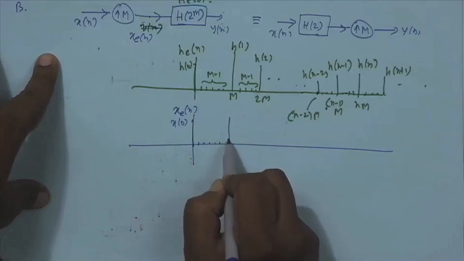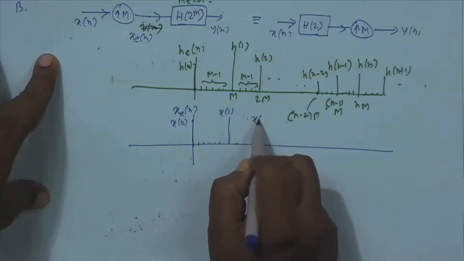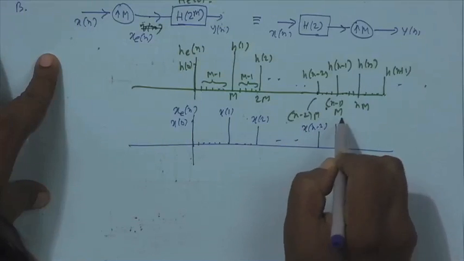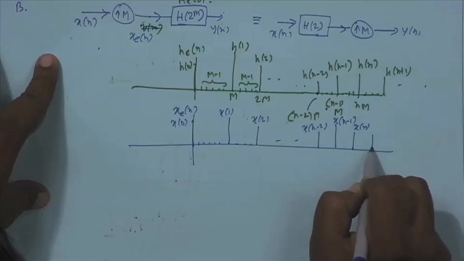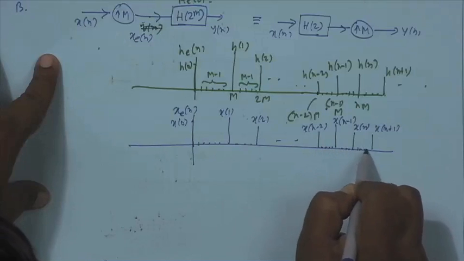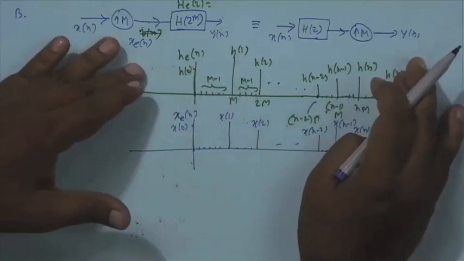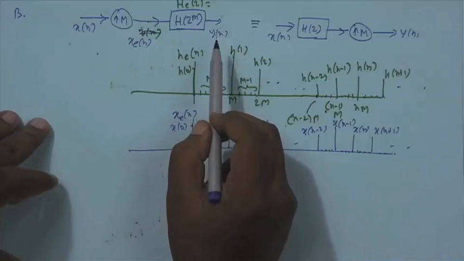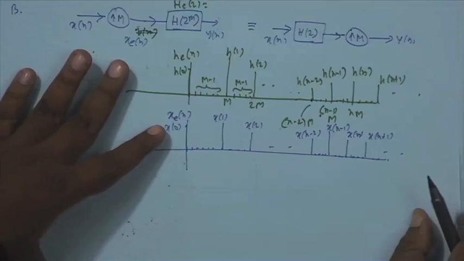Okay. Then x 1, dot dot dot, x n minus 2, x n minus 1, x n. Okay, there are zeros, dot dot dot. So, to convolve them, I hold this as it is, flip this x sequence and then shift it to the right by any n, not necessarily n into m, any n. Okay.